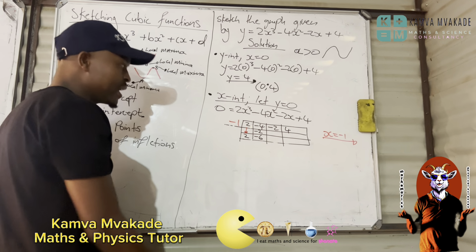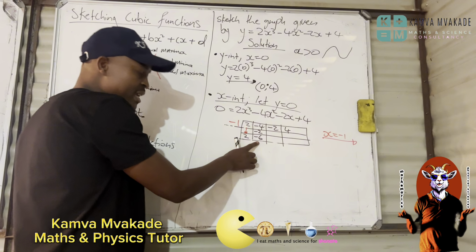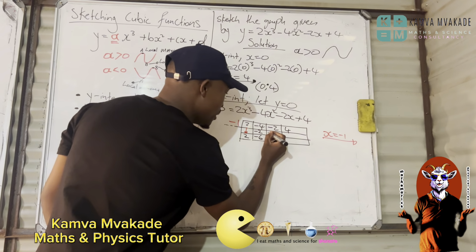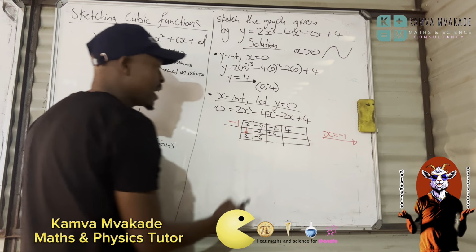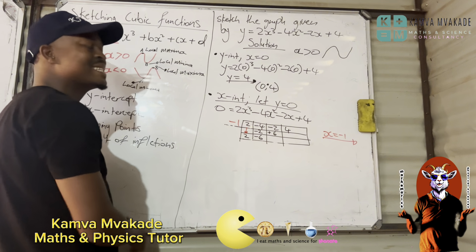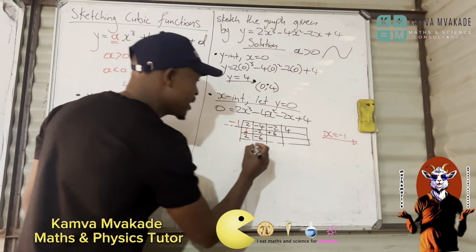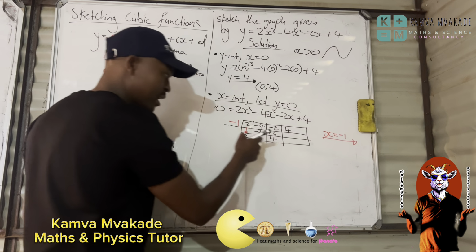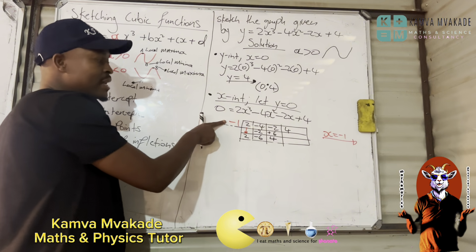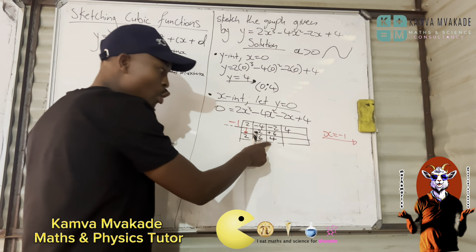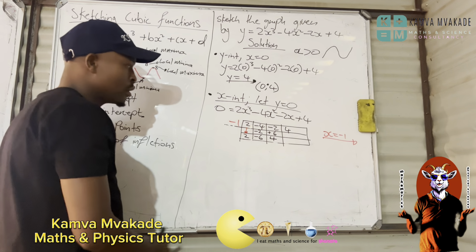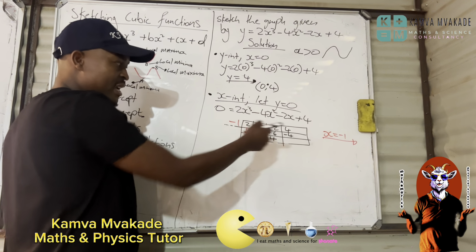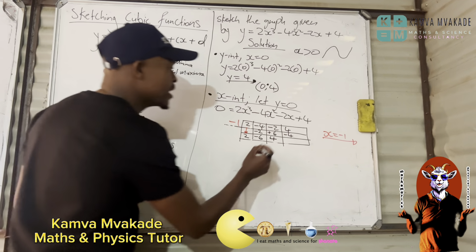Then again we say negative 1 multiplied by negative 6. The answer is positive 6. Negative 2 plus 6. The answer is 4, positive again. Then negative 1 times positive 4. The answer is negative 4. We have 4 minus 4. The answer is 0.